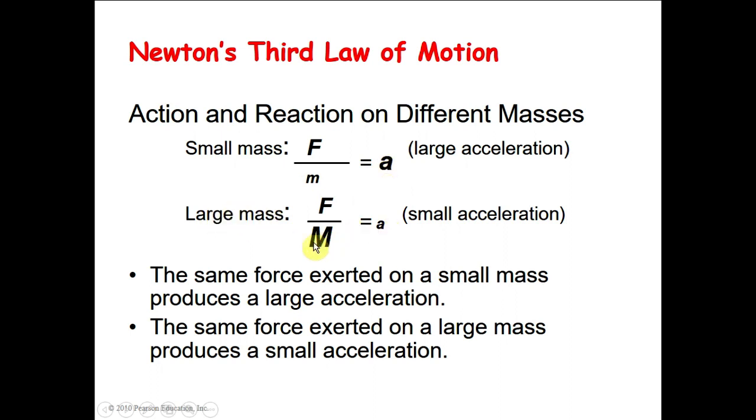Whereas for the large mass, capital M is big. So when you divide the force, which is the same as the previous force, by capital M, the big mass, it will produce a small acceleration. So the reason for the large and the small acceleration in the picture is the two different masses. We have the same force, but two different masses. The small mass will produce large acceleration, while the large mass will produce a small acceleration.